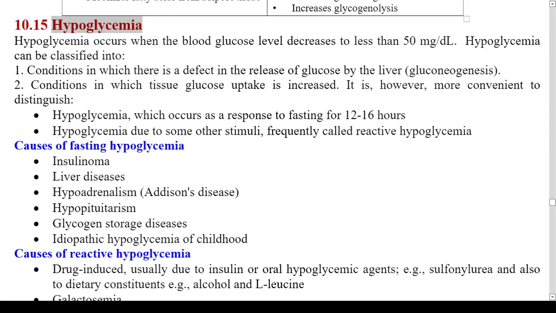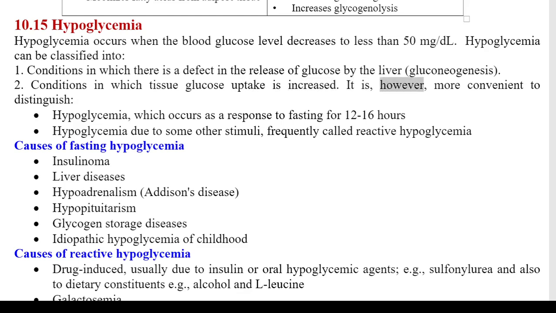10.15 Hypoglycemia. Hypoglycemia occurs when the blood glucose level decreases to less than 50 mg/dl. Hypoglycemia can be classified into: 1. Conditions in which there is a defect in the release of glucose by the liver, gluconeogenesis. 2. Conditions in which tissue glucose uptake is increased.